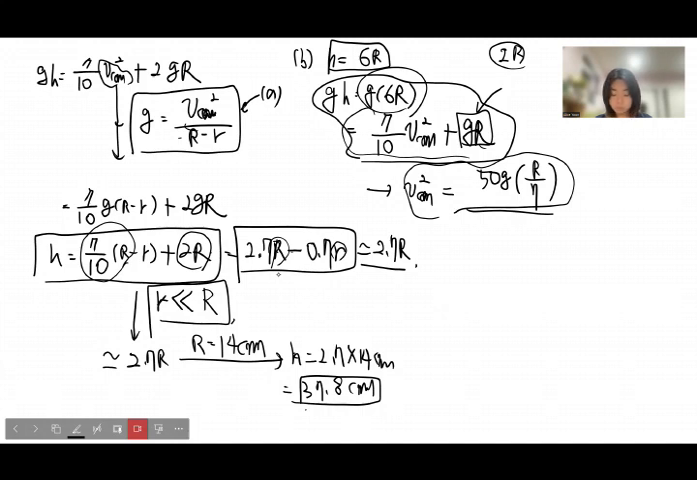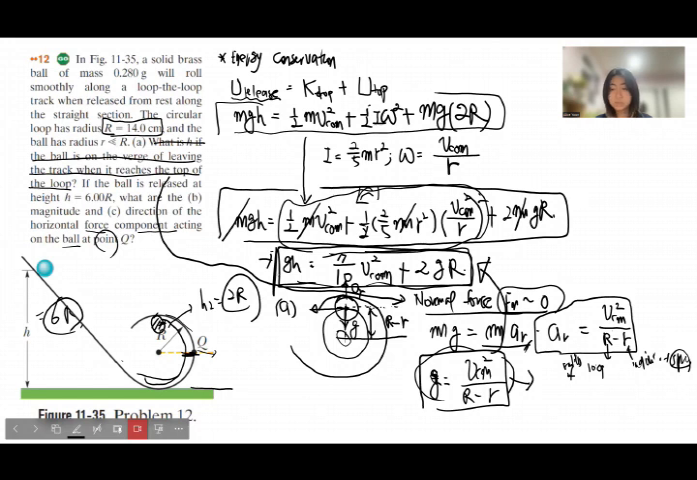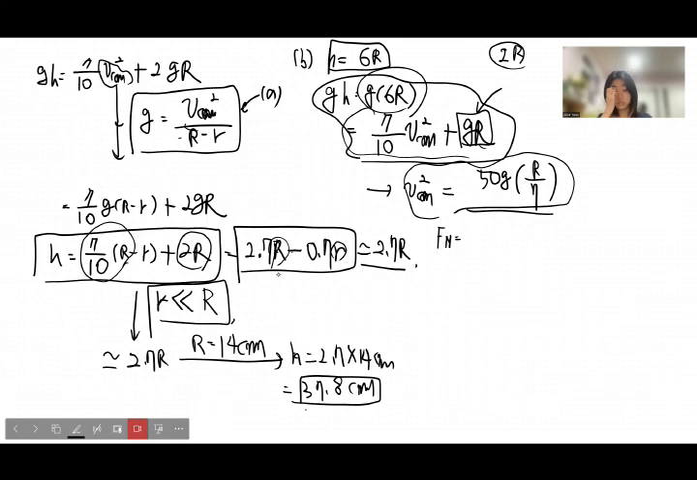Okay, so now the normal force exerted. Oh, hold on a second. So the normal force acting on the ball at point Q is in this direction, right? So that track force should be mass times centrifugal acceleration.